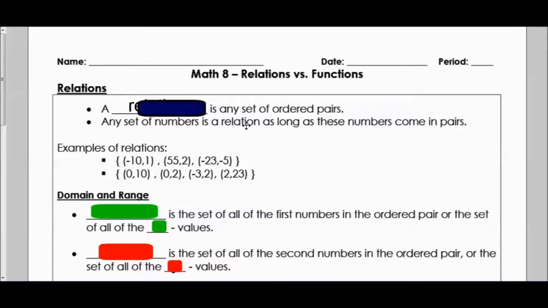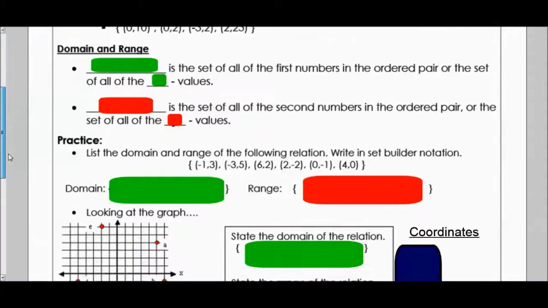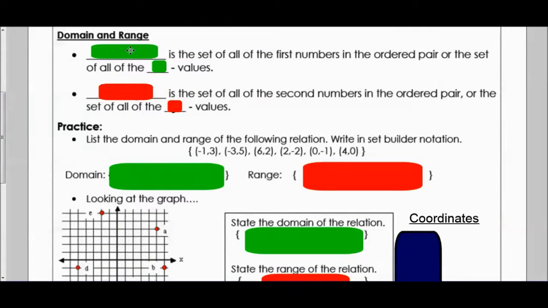A relation is just any set of ordered pairs. So it's really just sets of numbers, an x and y combination. These are two examples. They're really ordinary. There's nothing special about them. Each of them has a domain and a range. The domain is a set of all first numbers in the ordered pair, all of the x values, while the range is a set of all y values, all of the second numbers in the ordered pair.